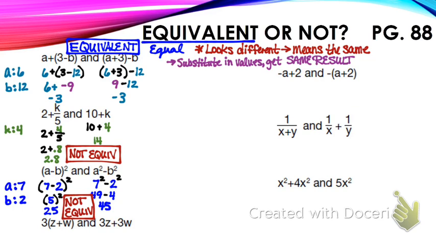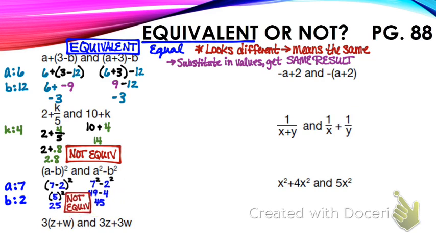What about the one that's way down on the bottom of my screen? 3, and then inside parentheses, z plus w. And then over here I have 3z plus 3w. Is that equivalent? Yes. What property are you using? Distributive property, yes. If I distribute here, I get 3z and 3w. This is equivalent.